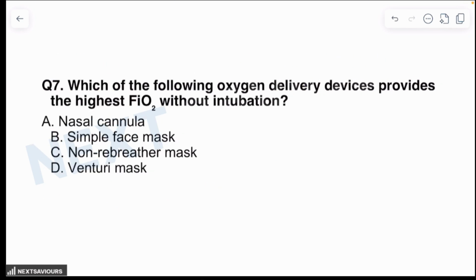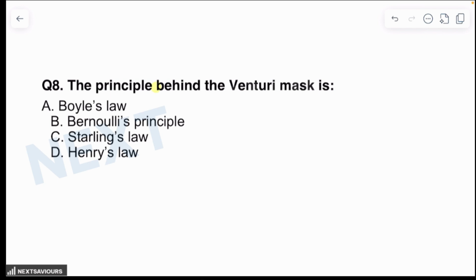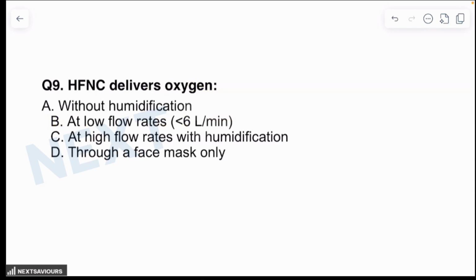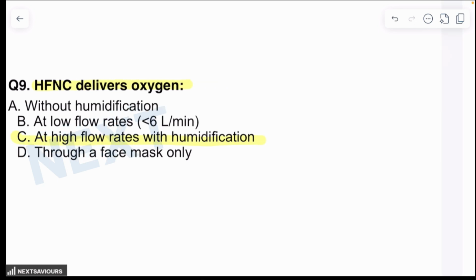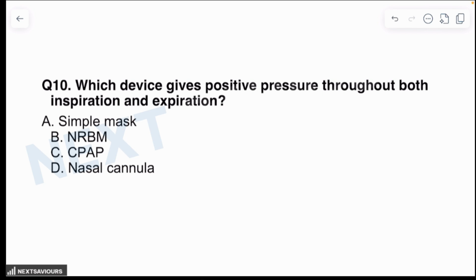Which of the following oxygen delivering devices provides the highest FiO2 without intubation? This thing we have already talked about multiple times. The answer for this question is non-rebreather mask. The principle behind the Venturi mask is Bernoulli's principle or the Venturi effect, and we have already talked about it in detail. The HFNC, that means high flow nasal cannula, delivers oxygen at high flow rates with humidification. It is less likely that questions will be asked on this, but if at all, these are the kind of questions that could come in your examination.